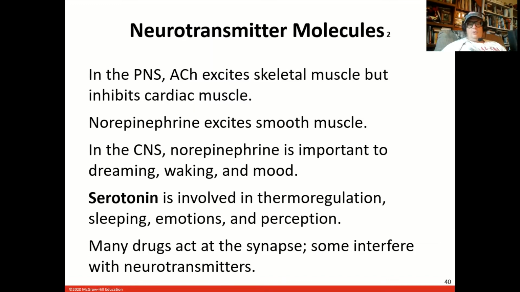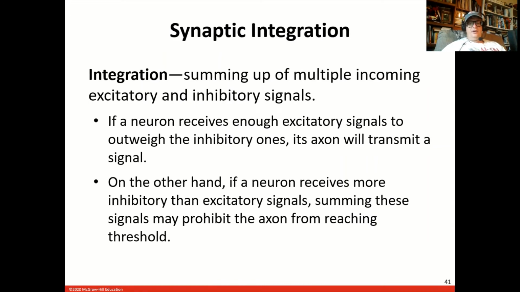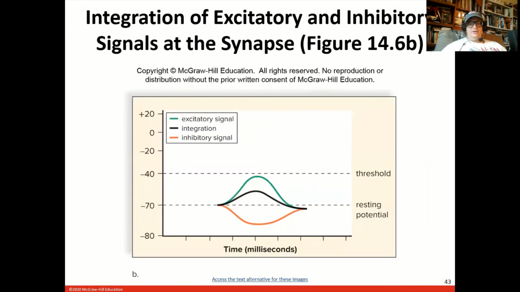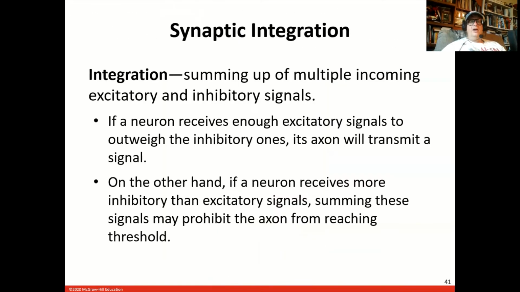Anyway, oh, and there's the thing about drugs that I was talking about at the bottom of this slide. Many drugs act at the synapse, and some interfere with neurotransmitters. Like I said, there's a whole section on different illicit recreational pharmaceuticals at the end of the chapter, and we'll deal with that a lot more when we get there. But let's move on.